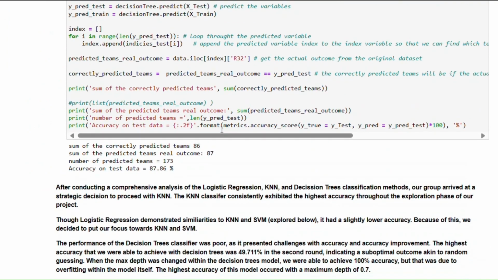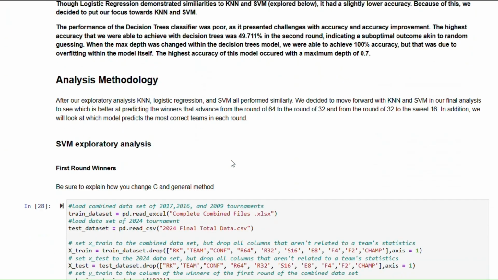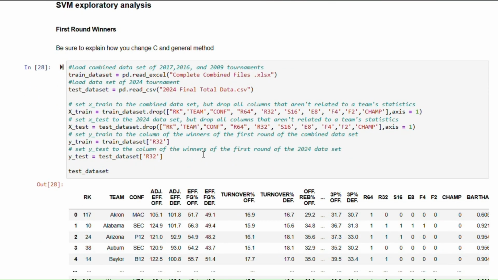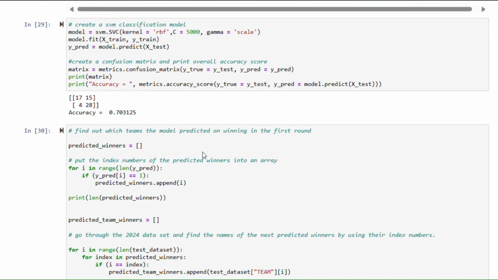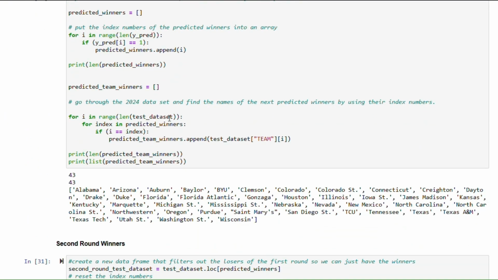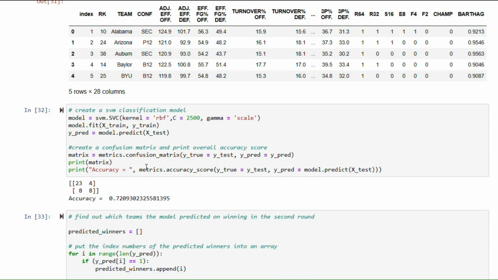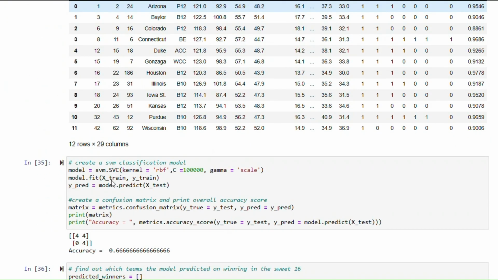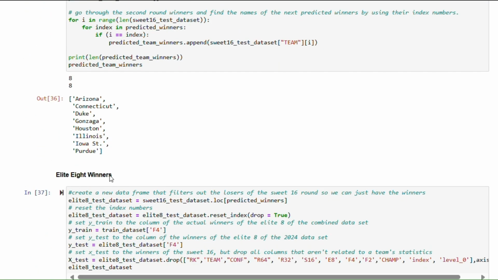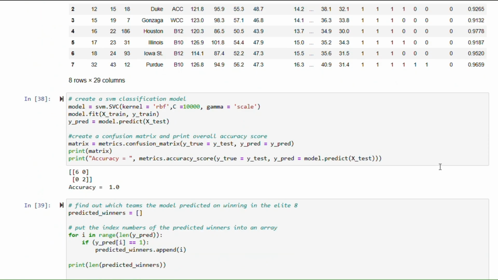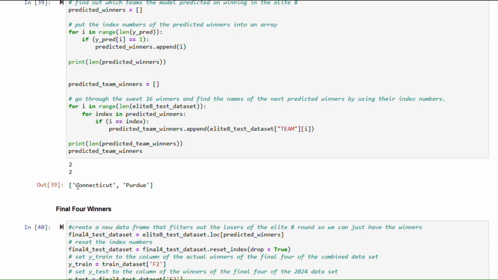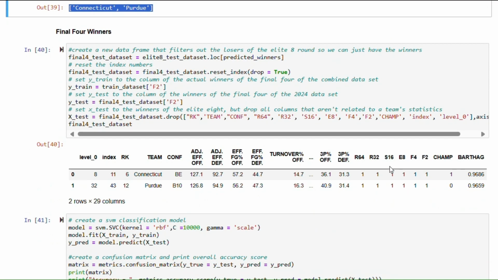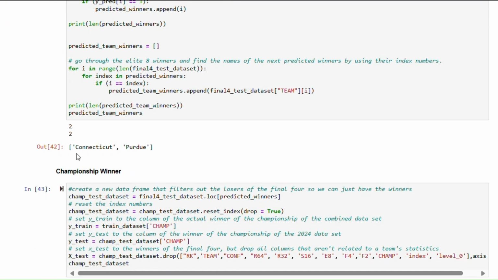with them. When it came time to apply the model, we used combined data from 2009, 2016, and 2017 to train the data. We then used data from this year, 2024, to test the model. We went through each round: second round, Sweet 16, Elite 8, Final 4, Final 2, and the championship, by subsetting the data to only contain the teams that the model predicted to win in the previous round.